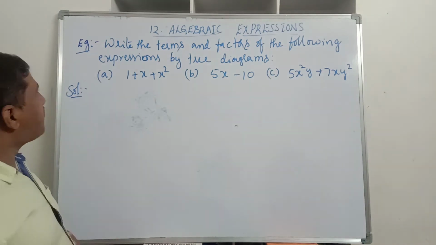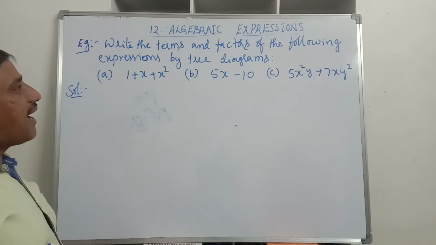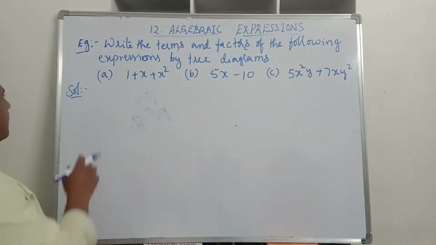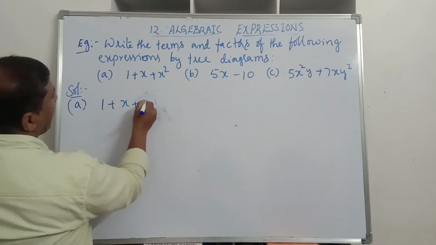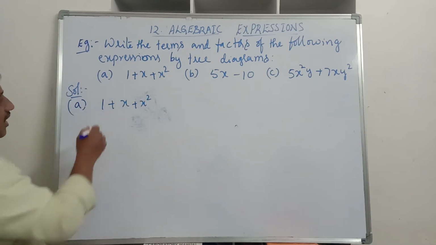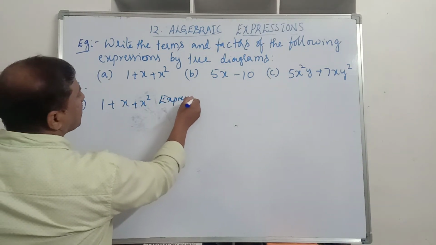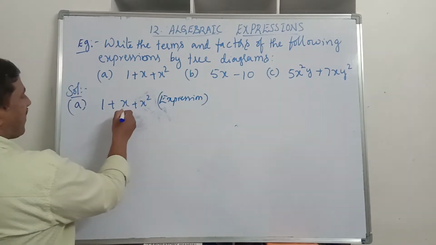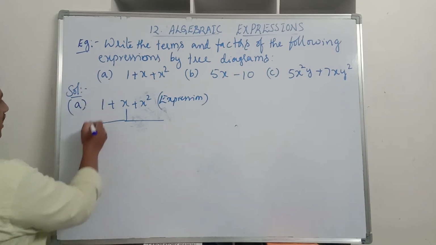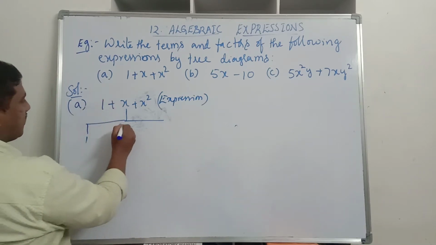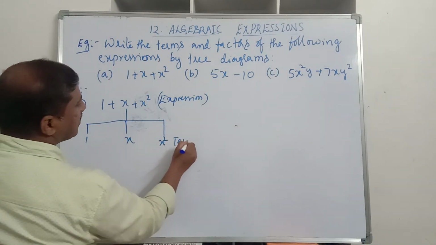Now we will discuss an example. Write the terms and factors of the following expressions by tree diagrams. The first bit is 1 plus x square. This is an algebraic expression. First we write the terms, then we will write the factors. So what are the terms here? 1 is one term, x is one term, and x square is one term. So these are the terms.